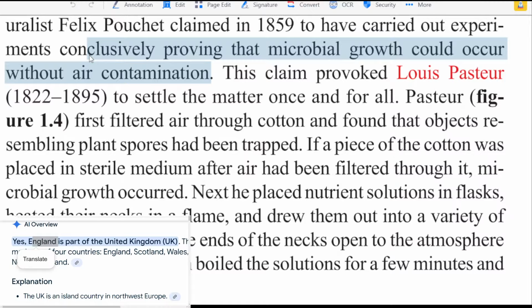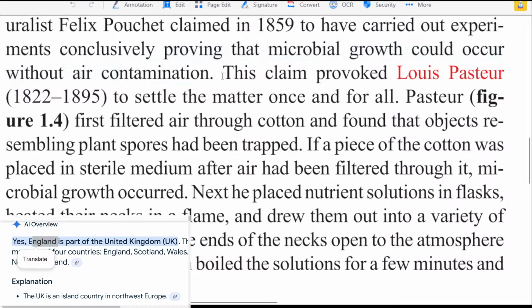It has always been contaminated with microorganisms. Even our own body, which looks clean and everything, every cell, every pore has millions of bacteria or microorganisms on it which we cannot see. So of course food is no exception. So this claim provoked Louis Pasteur.